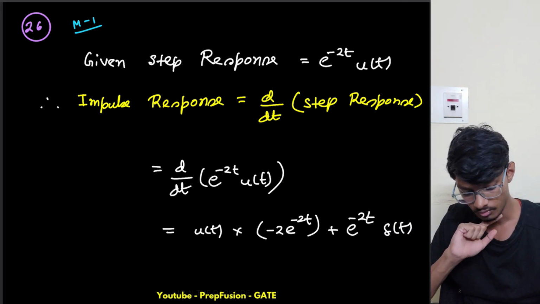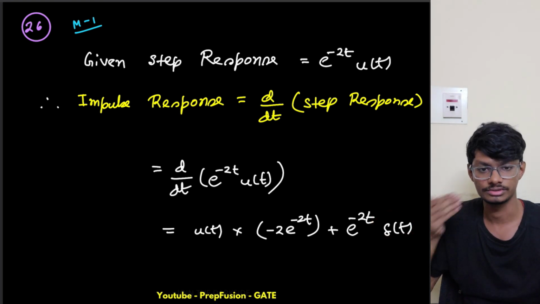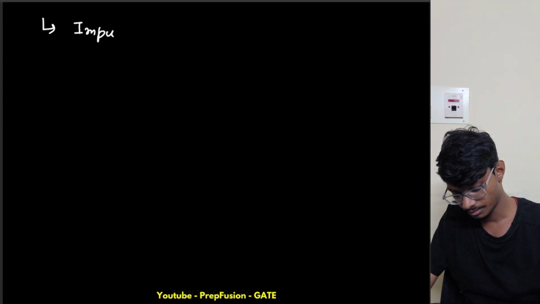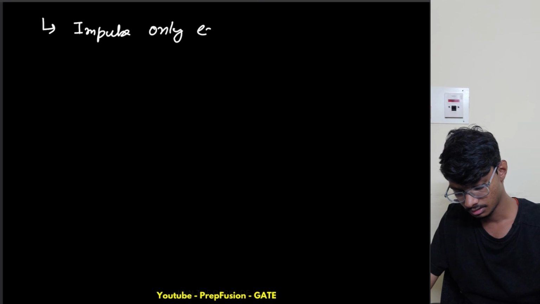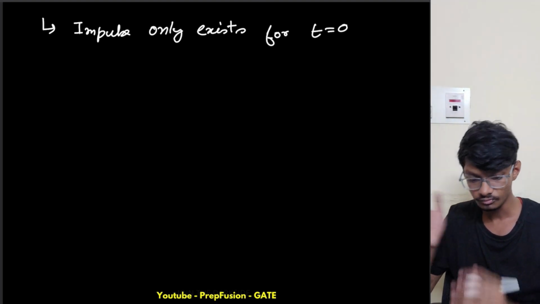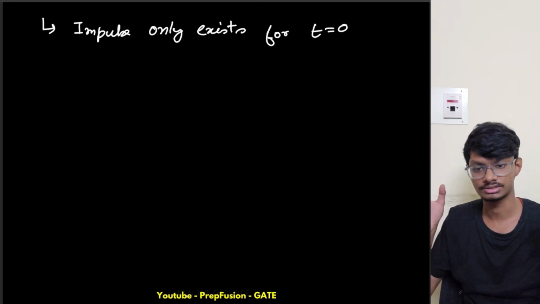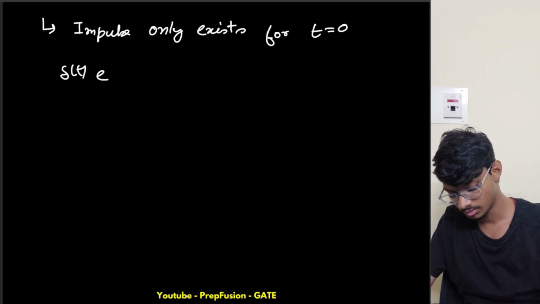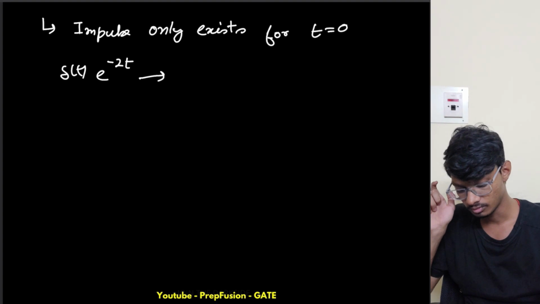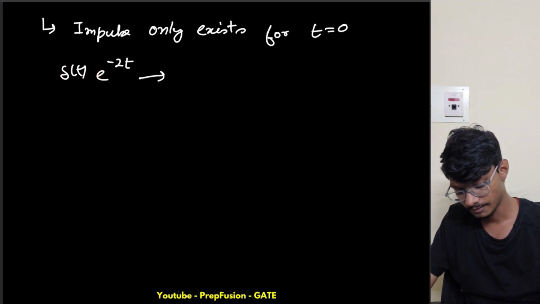Okay, so this time differentiation of u of t gives the signal delta t, and e raised to power minus 2t remains outside. Now delta t exists only for t equals 0. If impulse only exists for t equals 0, then for other time instants it is 0. So delta t into e raised to power minus 2t is irrelevant before or after t equals 0. I'll check the value at t equals 0 and multiply with this delta t, so it becomes e raised to power 0 times delta of t, which is delta t only.